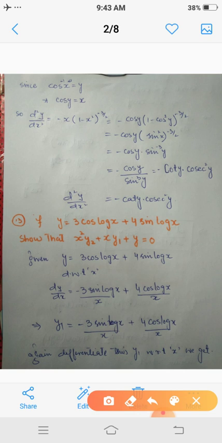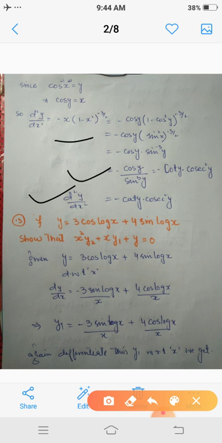This 1 minus cos square is sin square, which implies that we get minus cos y into (sin square) whole raised to power minus 3 by 2, or minus cos y into sin raised to power minus 3, because 2 and 2 will cancel, or simply we get minus cos y upon sin cube y. Cos upon sin is cot, that is cot y. Then we are left with 1 upon sin square, and 1 upon sin is cosec, which implies that 1 upon sin square is cosec square y. Hence d2y upon dx square is minus cot y into cosec square y.